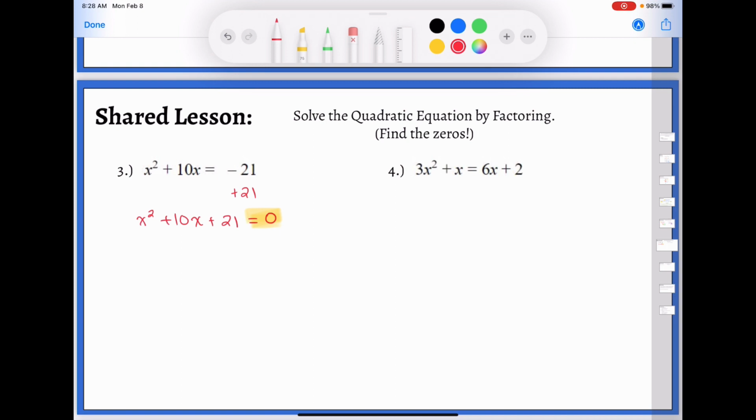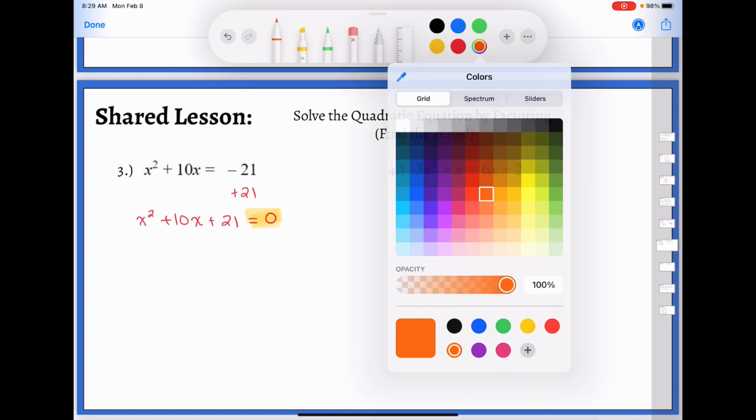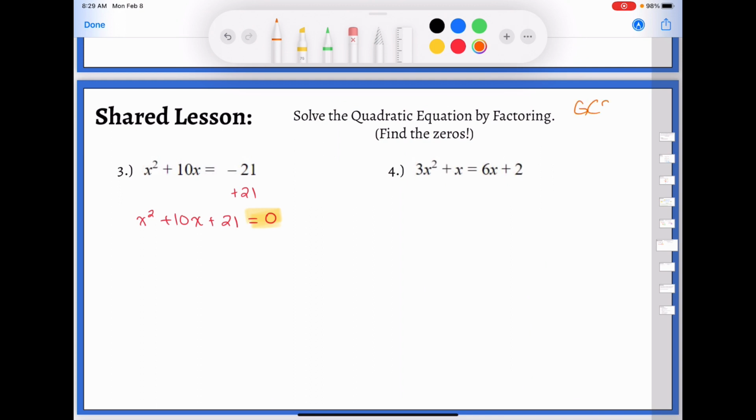Now, I need to factor this, right? I don't have two things multiplied together yet. I have my quadratic equation. I have my trinomial over there. Oh, do you guys remember how to factor trinomials? Boy, do you remember all the ways to factor? Let's see, the most common way to factor was GCF. You can use that for any number of terms. Do I have a GCF, x squared, 10x, 21? I don't. Okay, but that was a good review, right?